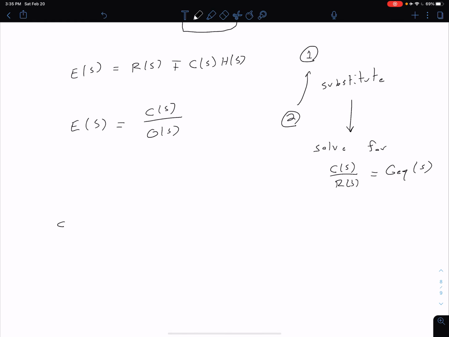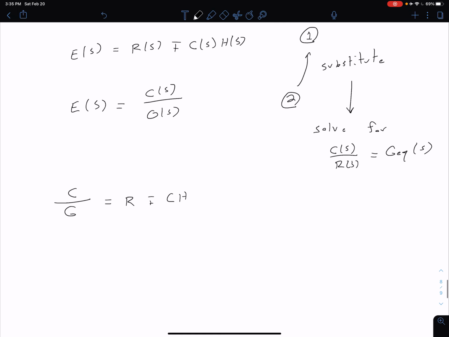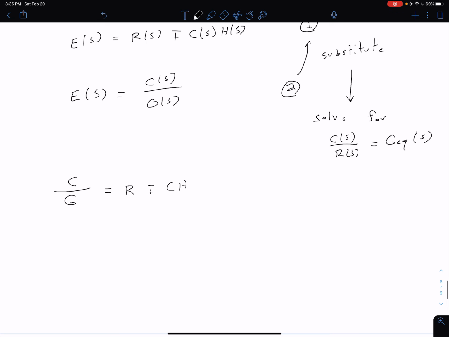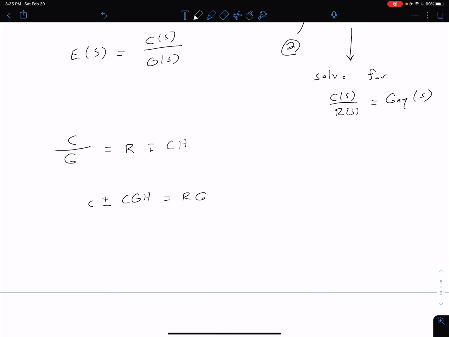So if we substitute, we have C of S. And actually I'm going to go ahead and start dropping our of S. So we have C divided by G is equal to R minus plus C times H. All right, well, we can multiply that G through and move some things over such that we have C plus minus CGH is equal to R times G. And I'm going through that a little quick. If you have any questions about that, definitely let me know.